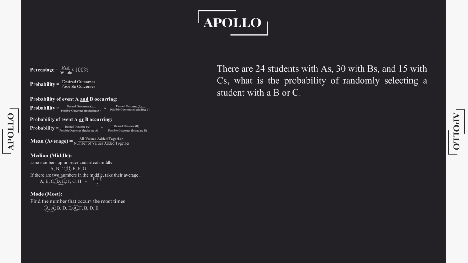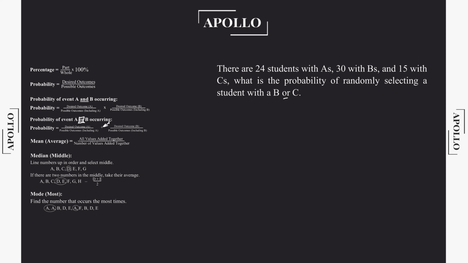There are 24 students with A's, 30 with B's, and 15 with C's. What is the probability of randomly selecting a student with a B or a C? All right, so as you can see, we're doing an OR problem. So whenever you have an OR problem, it shows right here that you're going to add each probability together. So we're going to find the probability of event B and then the probability of event C, and we're just going to add the 2 together.